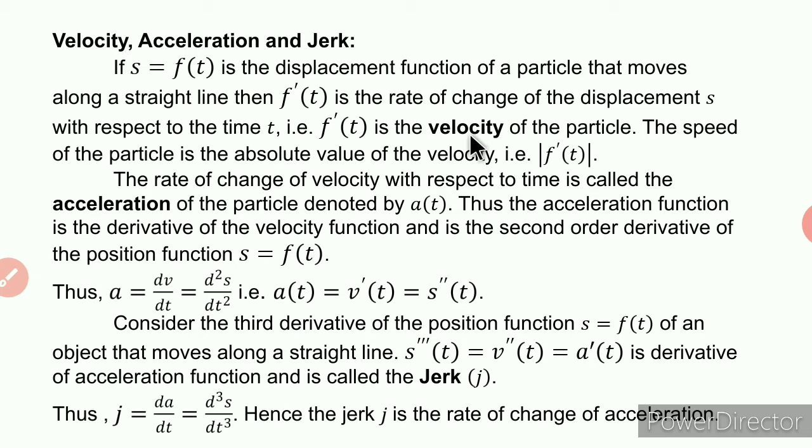Okay. Velocity is denoted by small letter v, acceleration is denoted by small letter a, and jerk is denoted by small letter g.